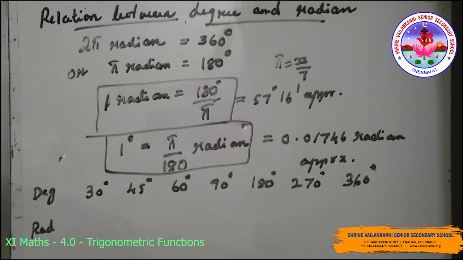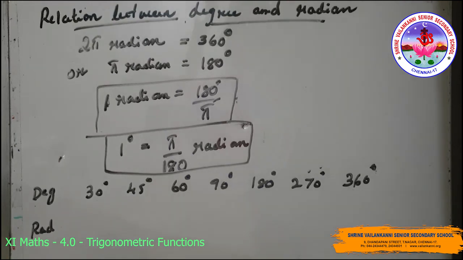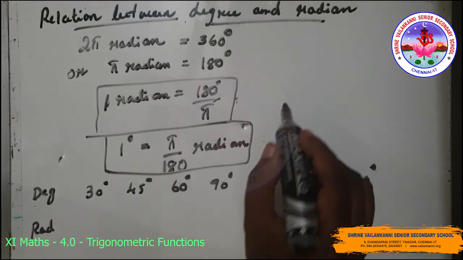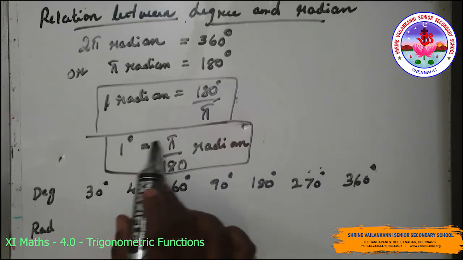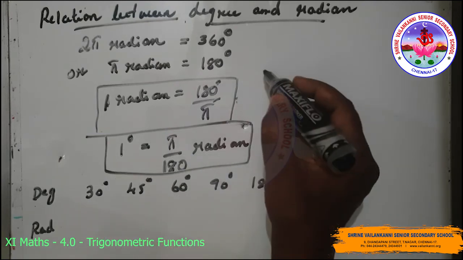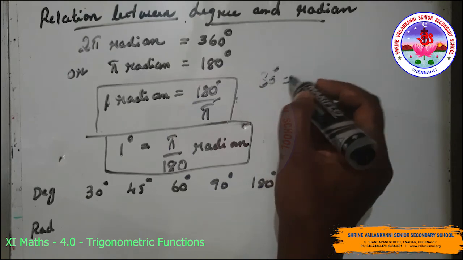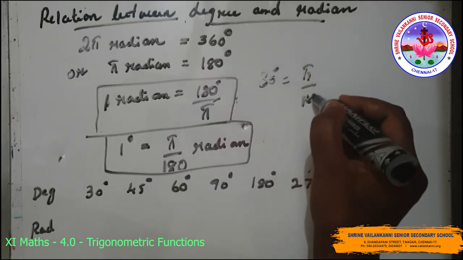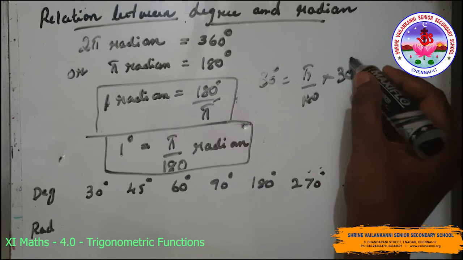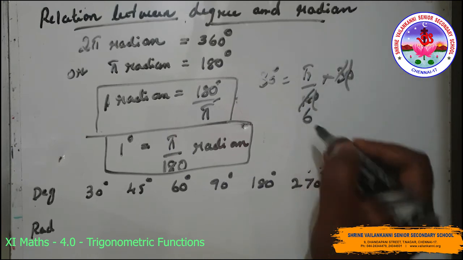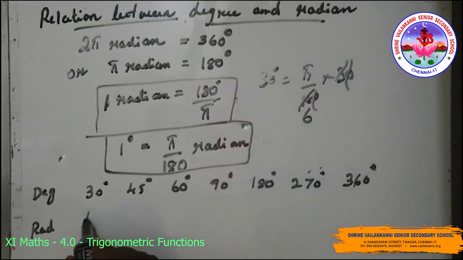Now the relation between degree measures and radian measures of some common angles. We have 30 degrees, which we have to convert into radians. So 1 degree is equal to pi by 180 radian. So 30 degrees is equal to pi by 180 into 30. Cancelling this, we get pi by 6. So 30 degrees is pi by 6.